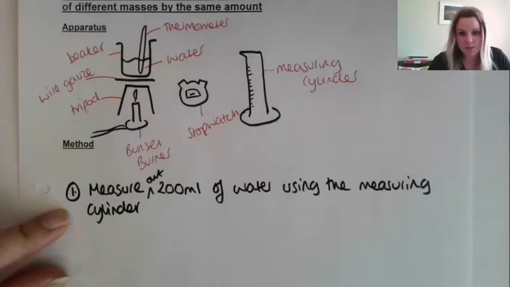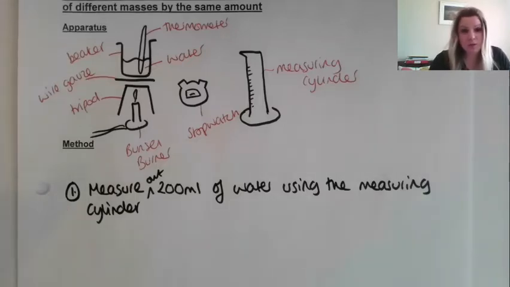So our first step, measure out 200 millilitres of water using the measuring cylinder. If we were doing this in school, the volumes of water that we would be using would be much smaller. I'm just thinking about a saucepan, and I don't want to have a wee tiny amount in the bottom of it. So we'll see how we get on with these sizes.